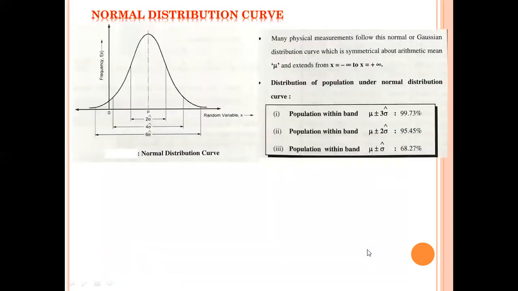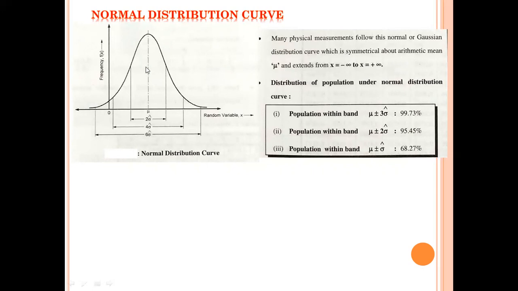Next parameter is the normal distribution curve. If the curve is drawn with respect to the random variable versus frequency, this curve is called a normal distribution curve. On the x-axis you can observe the random variable x, and on the y-axis it is the frequency. The curve of random variable versus frequency is called a normal distribution curve. Many physical measurements follow the normal distribution, also called the Gaussian distribution curve, which is symmetrical about the arithmetic mean mu.